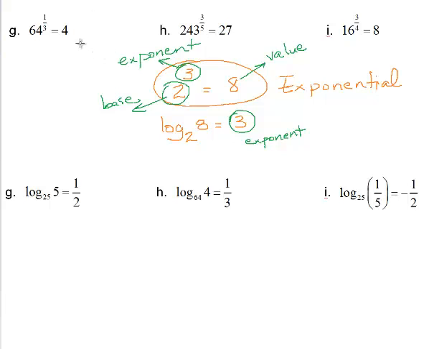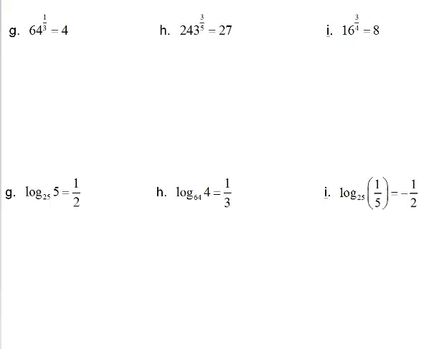Now, that looks kind of messy, so let's just get rid of that for a second and show you that one more time. So, if I had 2 to the power 3 equals 8, if I change that to logarithmic form, log base 2 of 8 equals 3. Okay? That would be the correct form in log form.